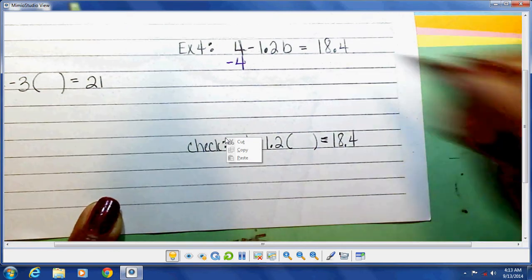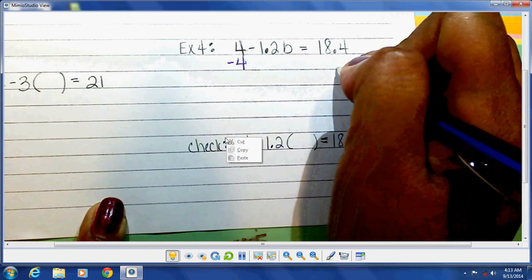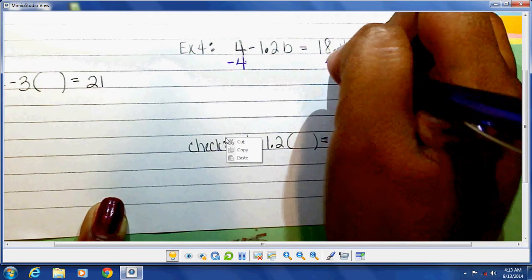And remember, whatever I do to one side, I do the same thing to the other side. Now, since this 4 is a whole number and we're subtracting it from a decimal, remember, we have to line up our decimal points. So the decimal point will be here, and since 4 is a whole number, it will go under the 8.